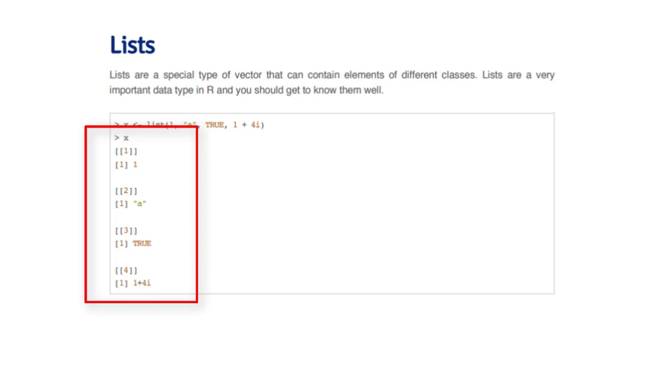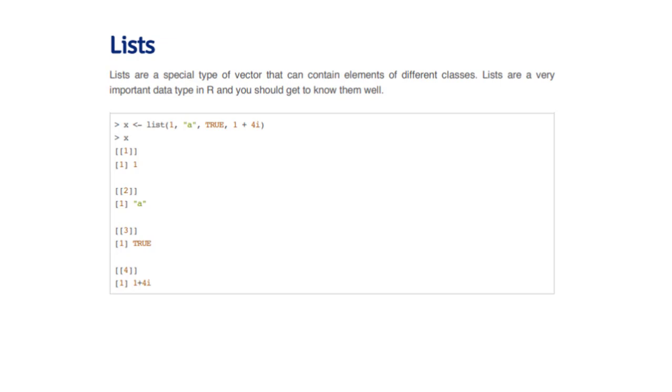You can see that the elements are indexed by double brackets. The first element is the vector 1, the second element is a vector with a, the third element is a vector with TRUE, and the fourth element is a vector with the complex number 1 plus 4i. So you will notice that elements of a list will have double brackets around them, while elements of other vectors just have single brackets. That's one way to separate a list from other types of vectors.